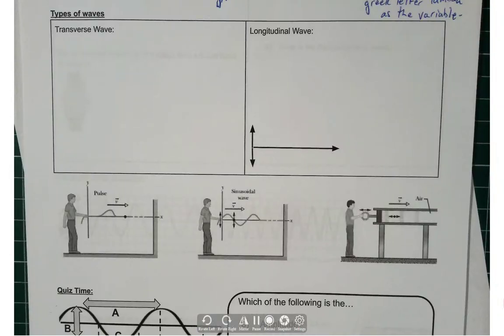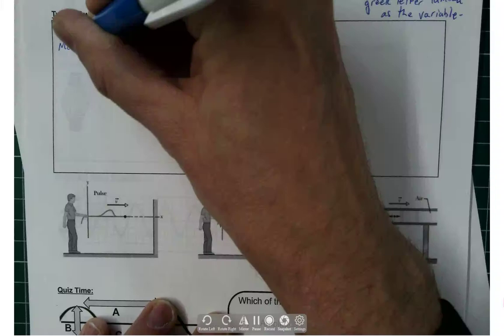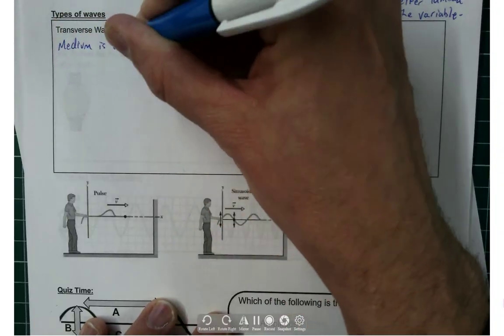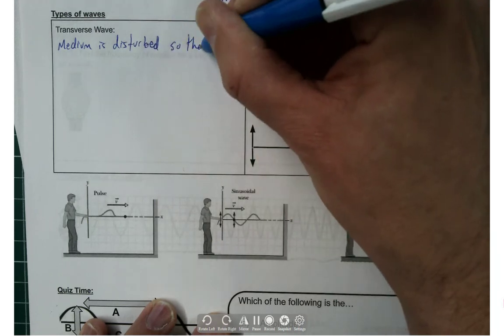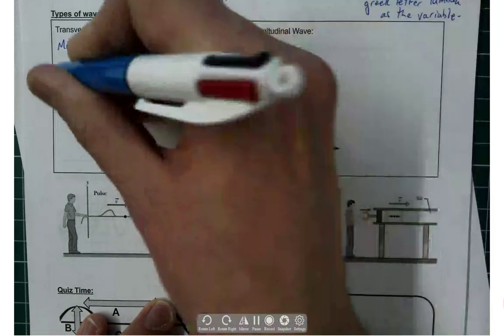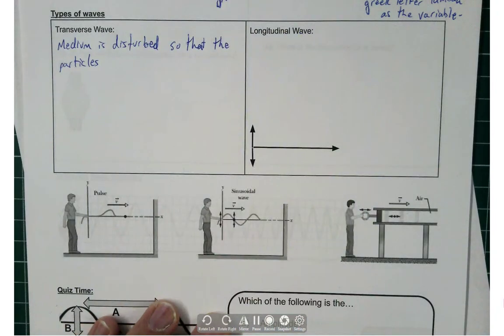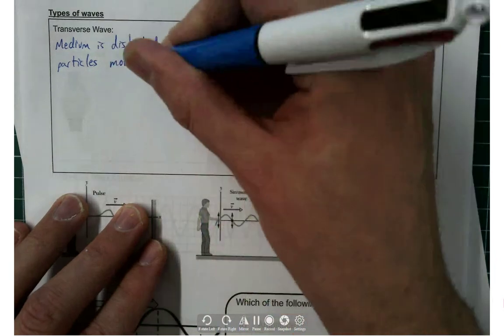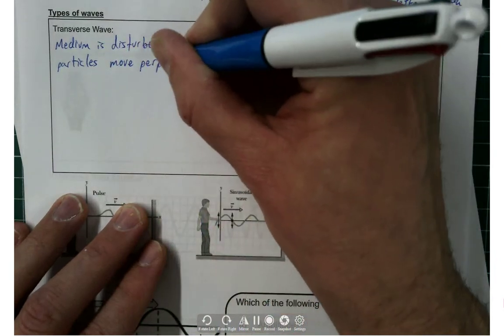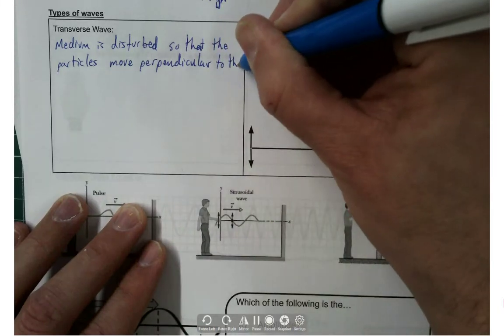Anyway, yeah. So transverse waves. This is a whole thing. When a medium is disturbed in a specific way, so that the particles... Now, this is going to seem like a weird thing to say as I write it until I make sense of it. So that the particles move perpendicular to the direction of wave travel.